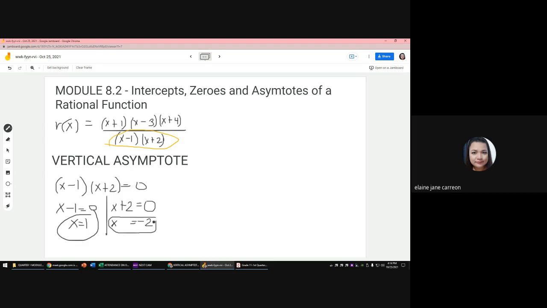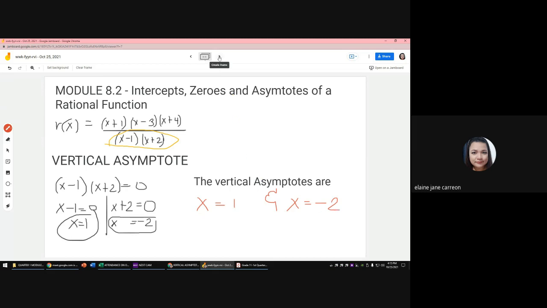Okay, so those are the vertical asymptotes. So we can conclude the vertical asymptotes of the function are x is equal to +1 and x is equal to -2. Okay, so that is the vertical asymptote.